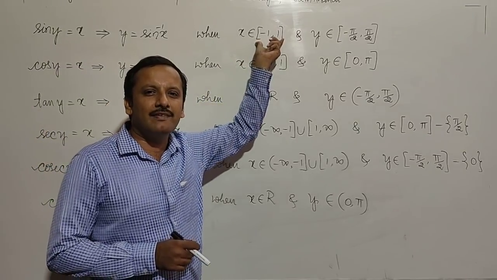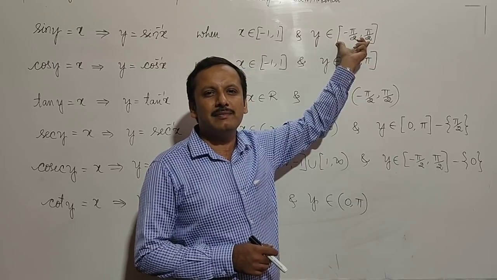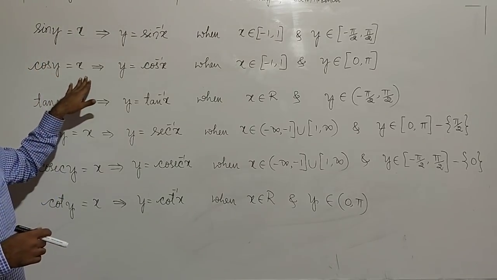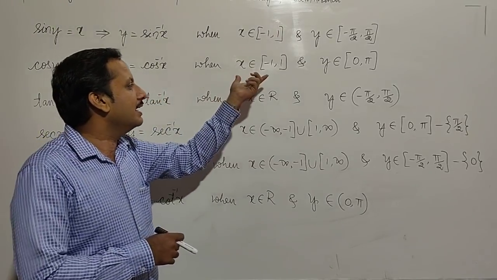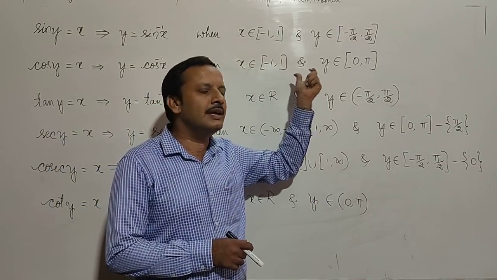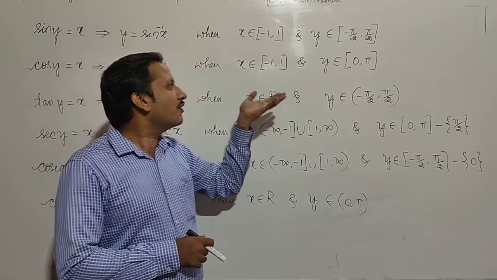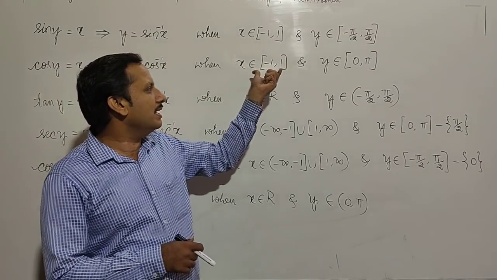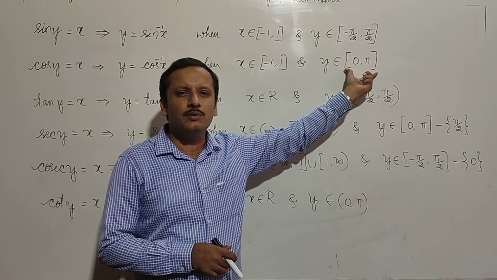lies in the closed interval -1 to 1 and y lies in the closed interval -pi by 2 to pi by 2. Then cos y is equal to x will imply that y is equal to cos inverse x when x lies in the closed interval -1 to 1, and y lies in the closed interval 0 to pi. So from this it is evident that for cos inverse x the domain is -1 to 1 and the range is 0 to pi.